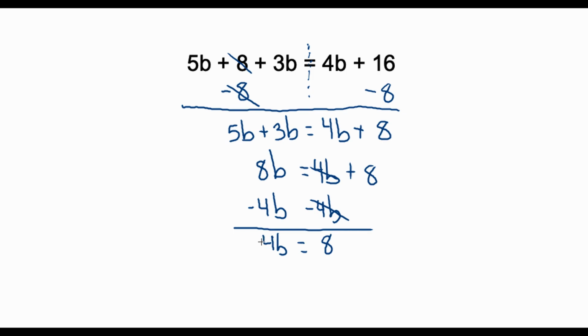Final step, we have a coefficient of 4, so we have to divide both sides by 4. Therefore, b will be equal to 8 divided by 4, which is 2, because these 4s canceled out into 1b, or simply just b. Okay. Moving on to the next slide.